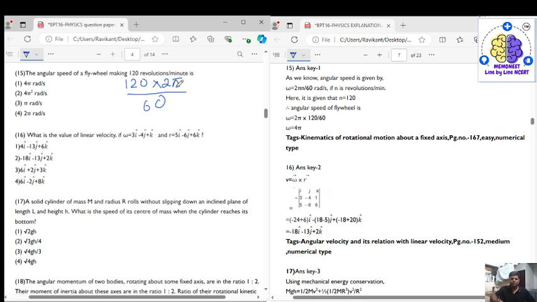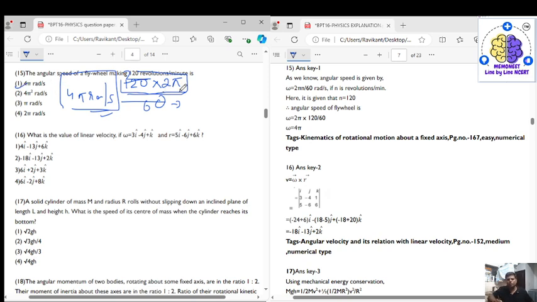So the numerator is now written in radians, and the time is in seconds. So this will be equal to 4 pi radians per second. So the angular speed will be equal to 4 pi radians per second. So the correct answer is option 1.